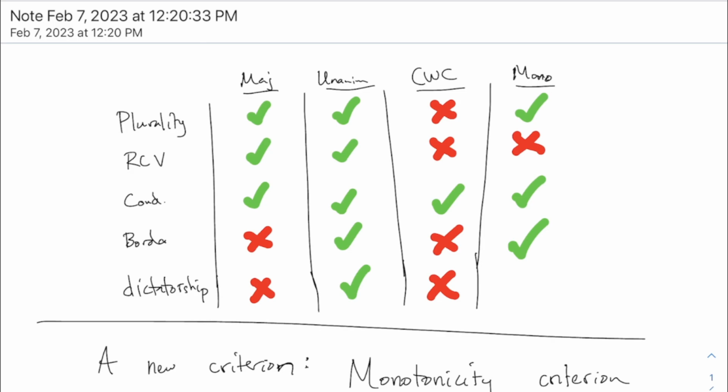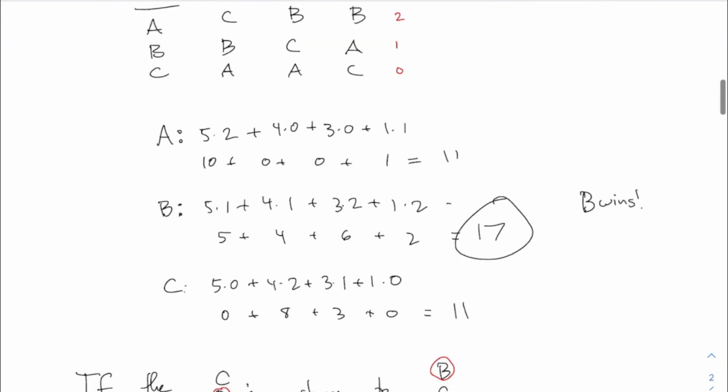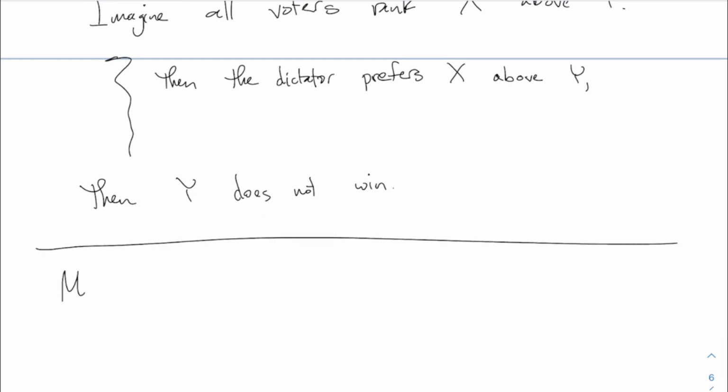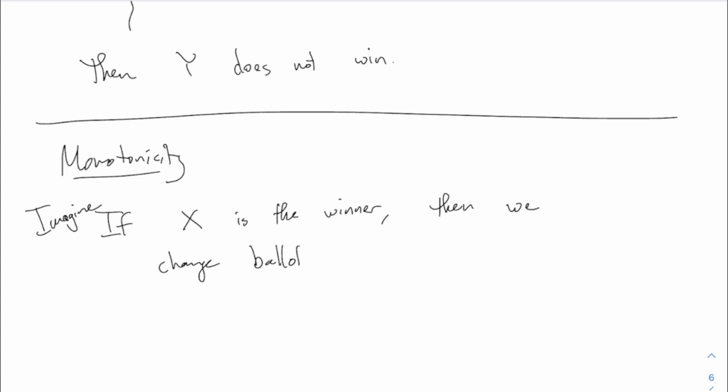All right? And how about the monotonicity? This is something that deserves talking about in detail, perhaps. How about monotonicity? Remember, this is the one where if somebody was the winner, and then you change some ballots to raise them up, are they still going to be the winner? That's what the monotonicity says. So I'm going to say something like, if X is the winner, then, well, I like to start with the word imagine. Imagine if X is the winner, and then we change ballots to boost X. All right?